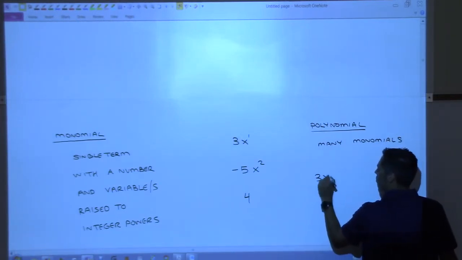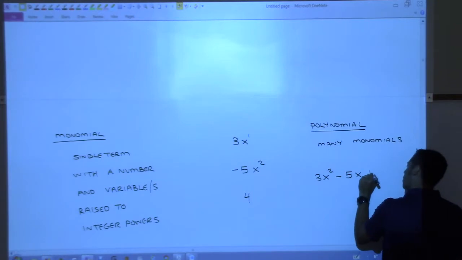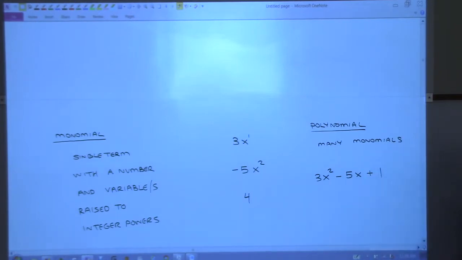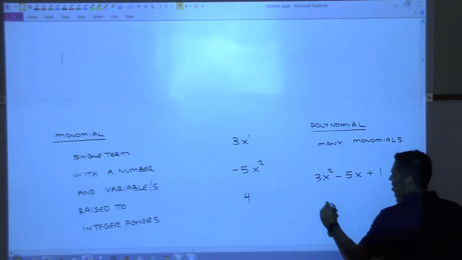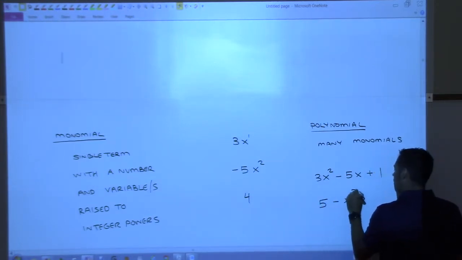So 3x squared minus 5x plus 1. That's a polynomial. You don't have to write them in any particular order.